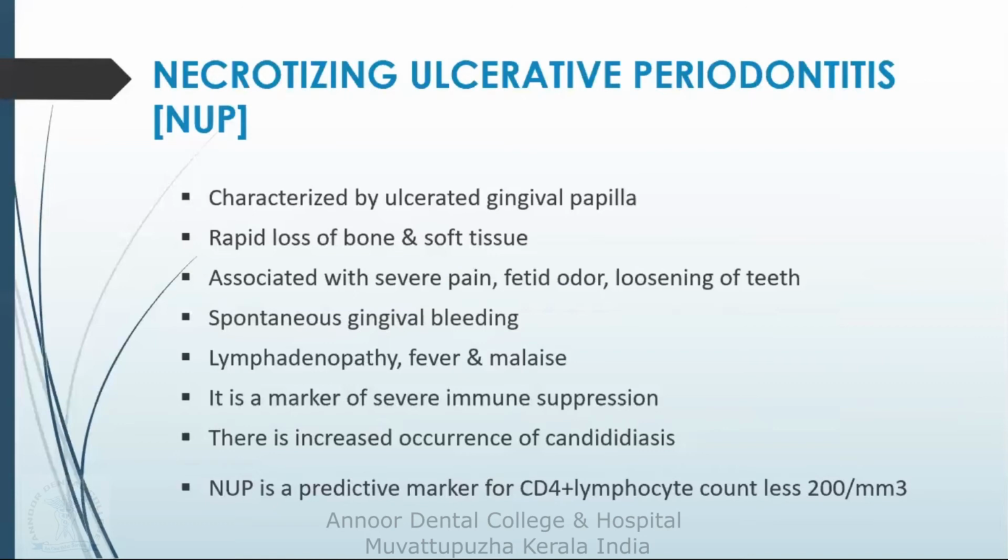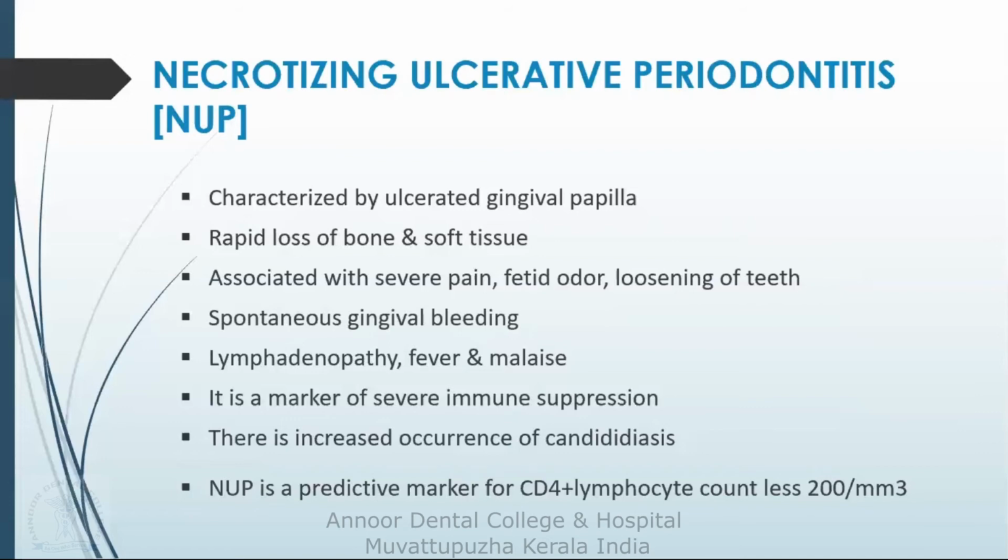This is the marker for severe immune suppression. As was mentioned, gingivitis is not a marker for CD4 depletion. Here, this is a marker for severe immune suppression. There is also increased occurrence of candidiasis. This can be called a predictive marker for a CD4 lymphocyte count of less than 200. So this is mostly seen, definitely seen in category 3 patients or C patients.